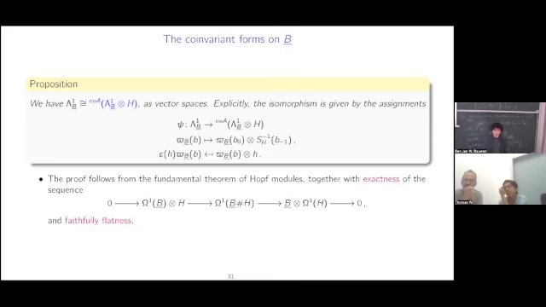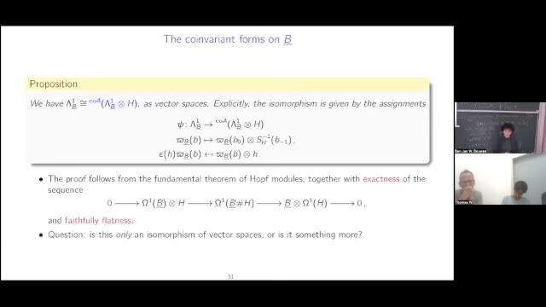So the proof of this statement fundamentally follows from the fundamental theorem of Hopf modules together with the exactness of this sequence and faithful flatness. This sequence is exact for any smash product calculus that you have automatically. It's even split exact, actually. And faithful flatness holds because, as I was saying in the beginning, B included inside B smash H is going to give us a trivial Hopf-Galois extension, and so in particular, faithful flatness holds by default.